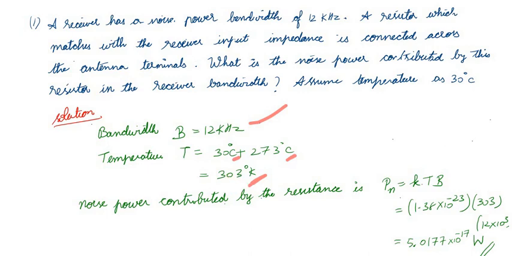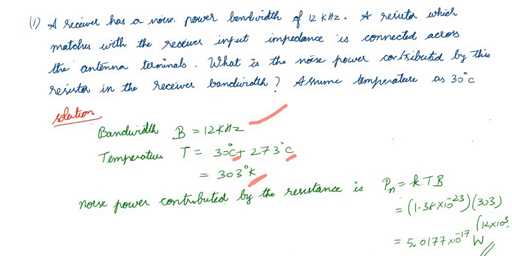So use this expression, where the noise power due to the thermal noise in the resistor is given as kTB, where k is the Boltzmann constant, putting the value here, the temperature is 303 and the bandwidth is 12 kilohertz, 12 × 10^3. If we compute everything, you'll get 5.0177 × 10^-17 watts. It's a very negligibly small quantity. That is the noise power due to the temperature.